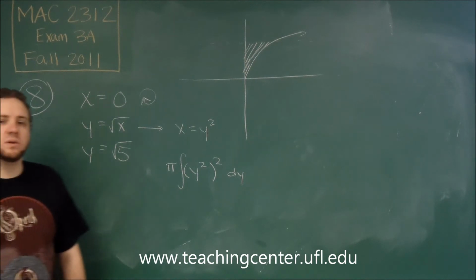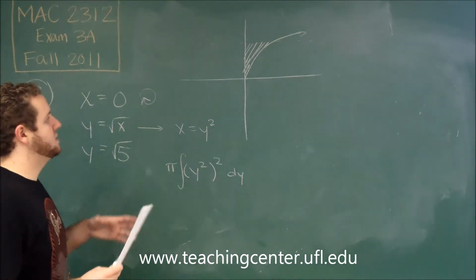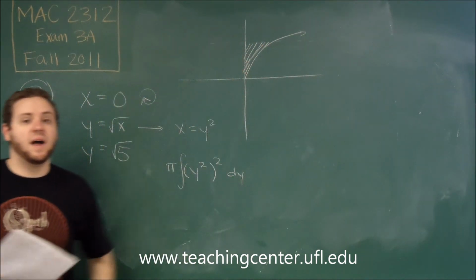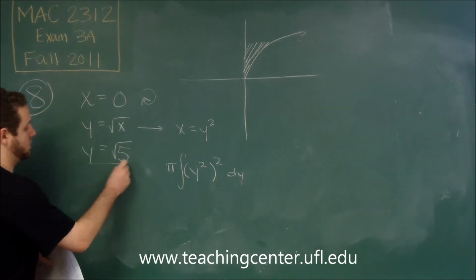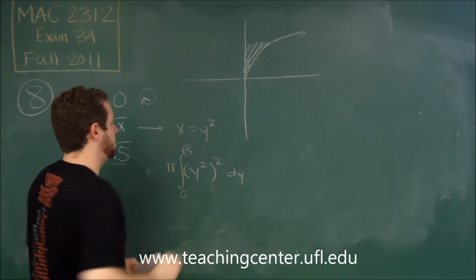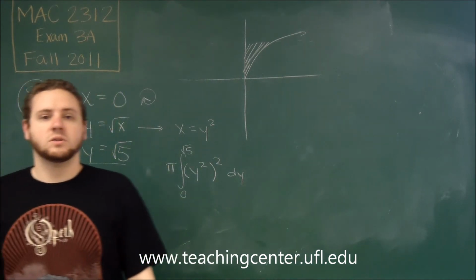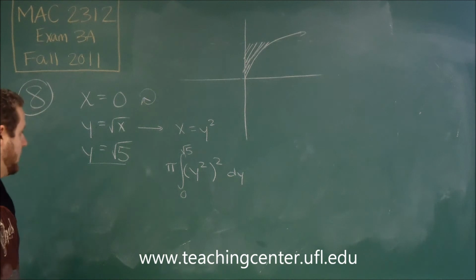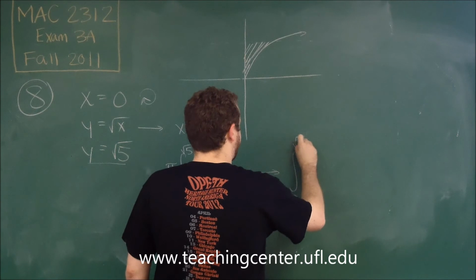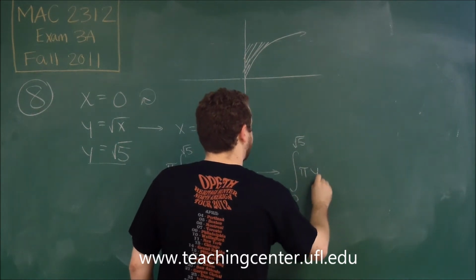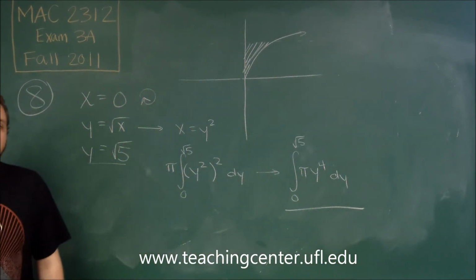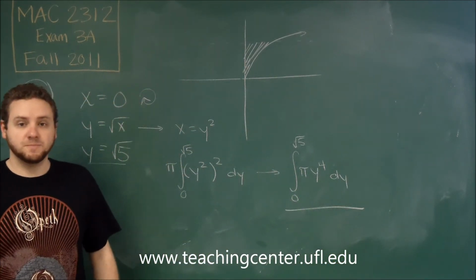And we have to think about what the bounds on this integral are. Well, what is our y going from? It's going from 0 up to that line, and it stops there. That line was y equals square root of 5. So we're going from 0 to square root of 5. So now all we need to do is put it in the form that the answer has, which is with the pi inside. So we're going from 0 to square root of 5, pi y to the 4th dy. And that integral would give us the volume of that revolution.